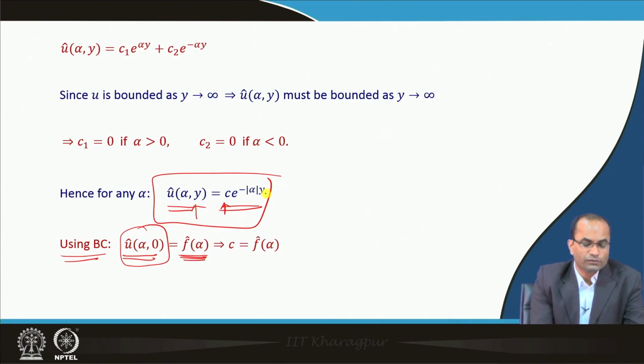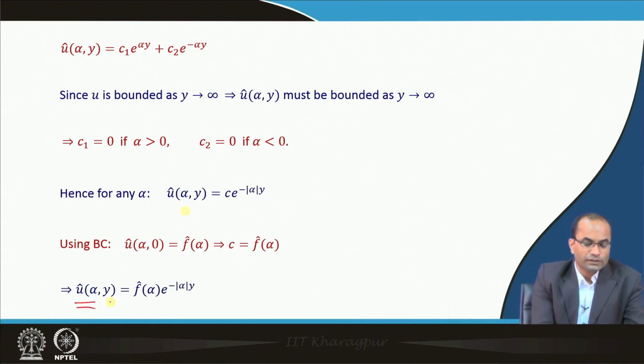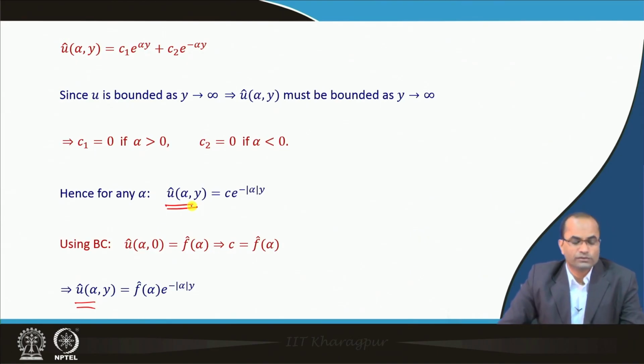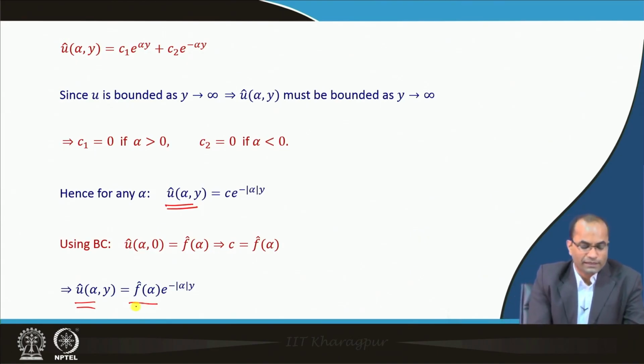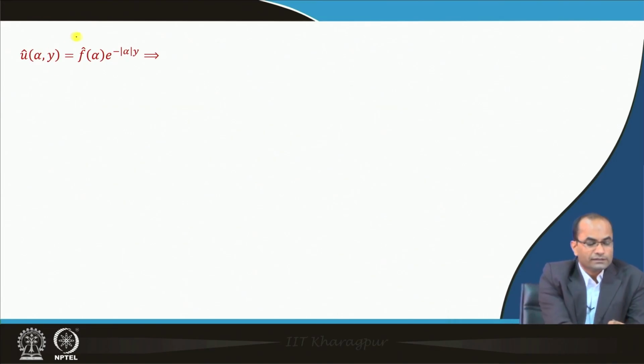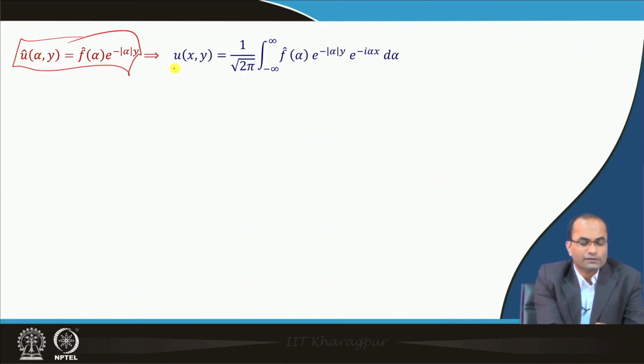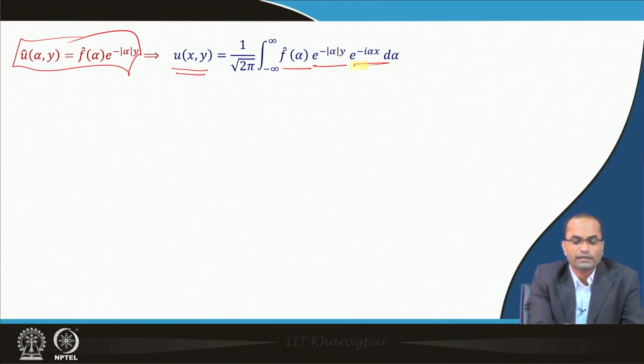So, if we put y equal to 0 there, we can determine that c has to be f hat alpha. So what we have now, the Fourier transform of the solution with respect to x, is given as f hat alpha e power minus alpha y. Having this form of the solution, we can now take the inverse. Taking the inverse, we get u x y, which is the integral of f hat and then e power minus absolute value of alpha y and e power minus i alpha x d alpha.